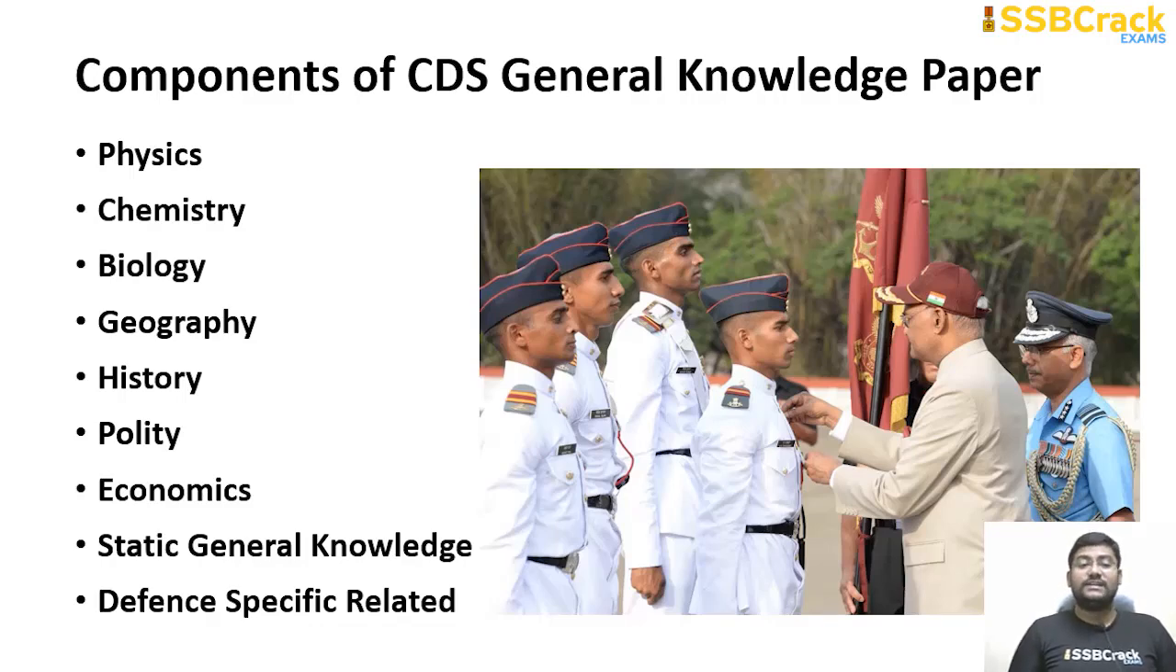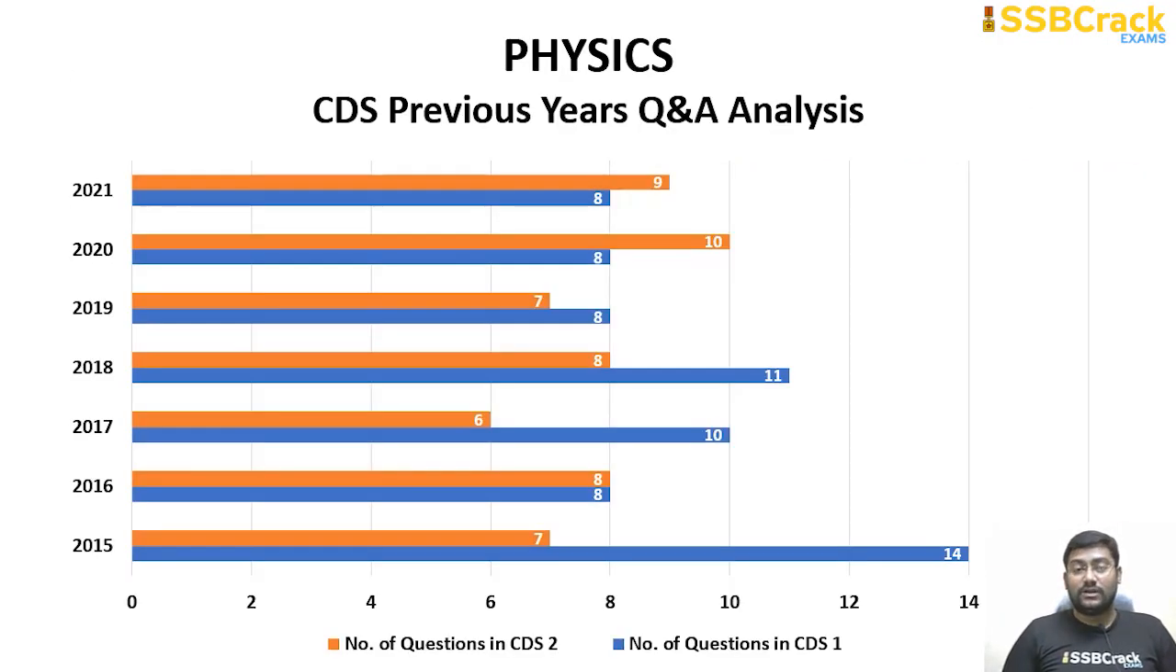The components of the CDS General Knowledge paper consist of physics, chemistry, biology, geography, history, polity, economics, static general knowledge and defense related topics. So let us divide the syllabus and conquer it. First of all, let us look at physics.